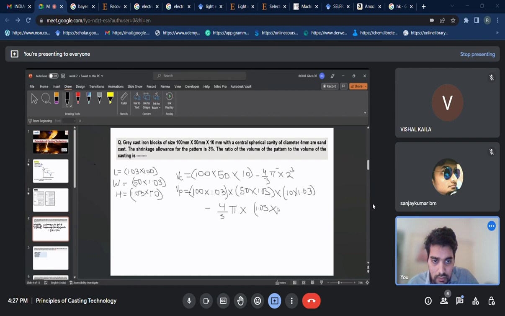Sorry, Sanjay, I took your name. So now if you see the volume of the pattern, it will be 4 by 3 pi, then the factor will be increased by 1.03 for its radius side. So these are the two volumes. Now if you calculate them and then divide them, you will get the ratio of the volume of the pattern to the volume of the cast. Can you please solve this and tell me what answer you are getting?